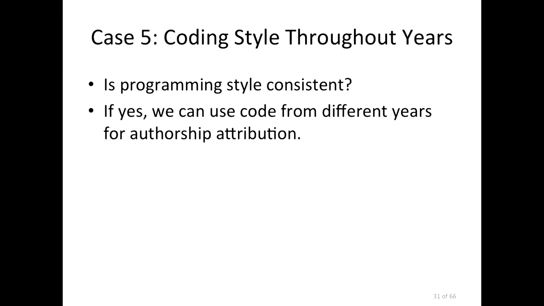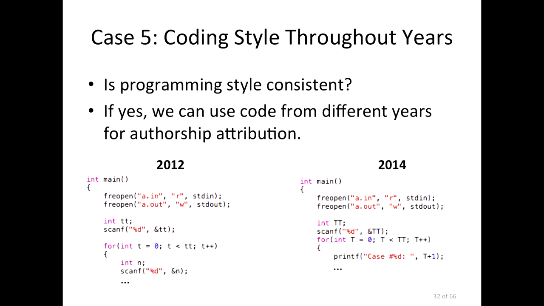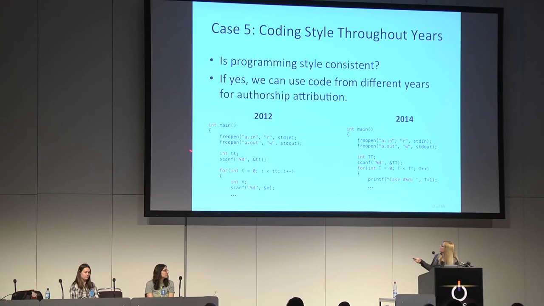We also wanted to see if programming style is consistent throughout years, because if yes, when we are constructing our data sets, we can mix and match from different years. We found the contestants that were in both 2012 and 2014. Here is a random example of their code. For the same person in 2012 and 2014, the layout features look extremely similar. The structure is very similar, the for loop comes at the same depth, and we see the lexical features, such as the variable name TT, is very similar, except that in 2014 they decided to capitalize the TT.